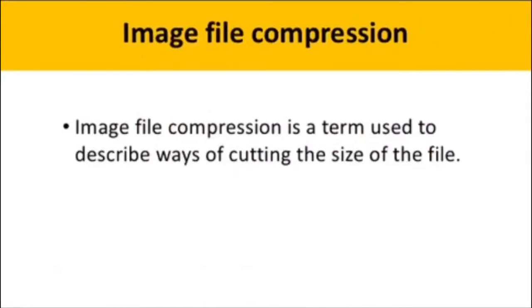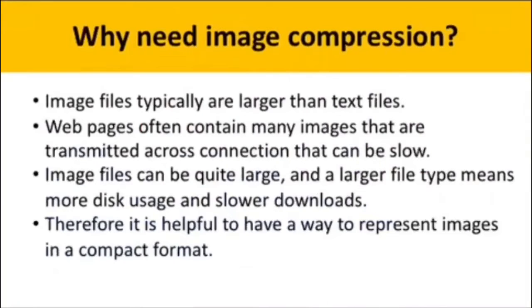Image file compression. Image file compression is a term used to describe ways of cutting the size of the file. Why do we need image compression? Image files are typically larger than text files. Web pages often contain many images that are transmitted across connections that can be slow. Image files can be quite large, and a larger file means more disk usage and slower downloads. Therefore, it is helpful to have a way to represent images in a compact format.